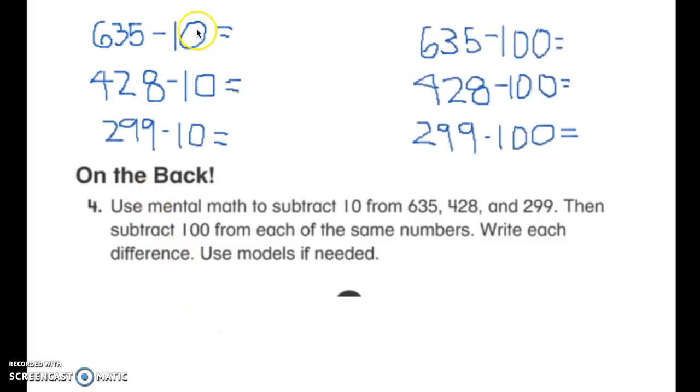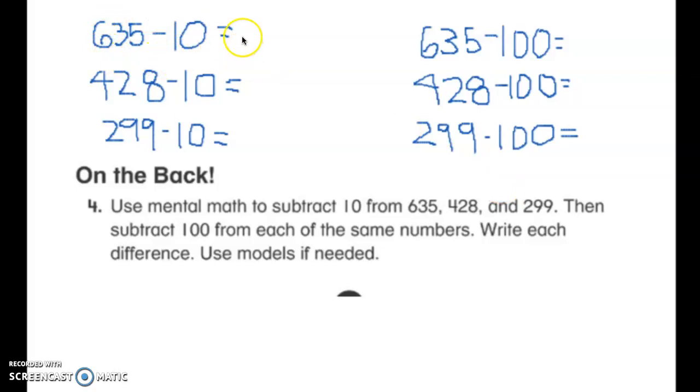All right, so what I did here is I just wrote these all out instead of you watching me write them out because it takes forever. So I subtracted 635 minus 10 and 635 minus 100. I did 428 minus 10 and 428 minus 100, and then 299 minus 10 and 299 minus 100.